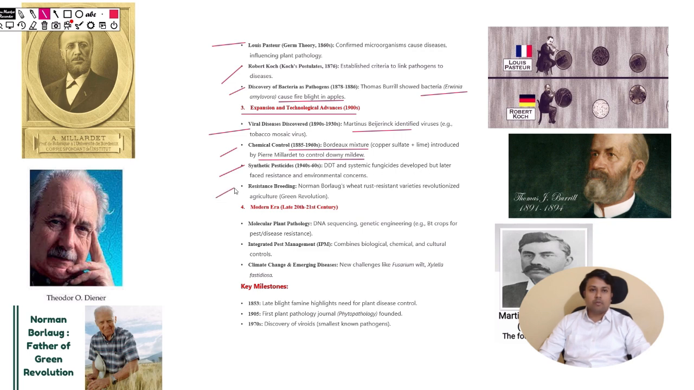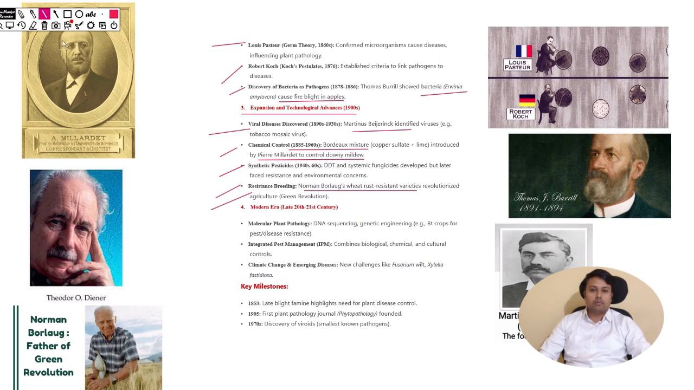And Norman Borlaug introduced rust resistant wheat varieties, which led to the Green Revolution and boosted crop production, which led to high production of wheat in the country.